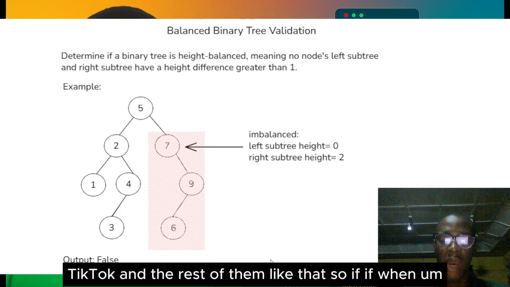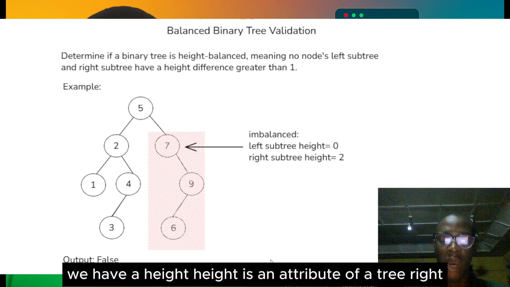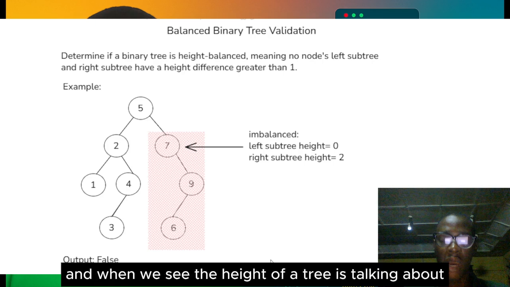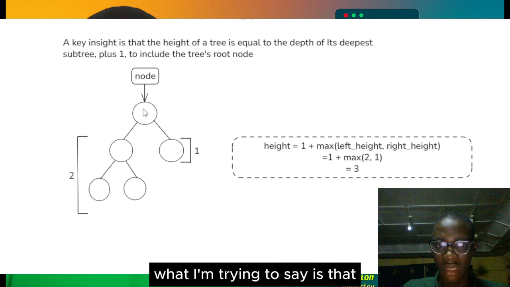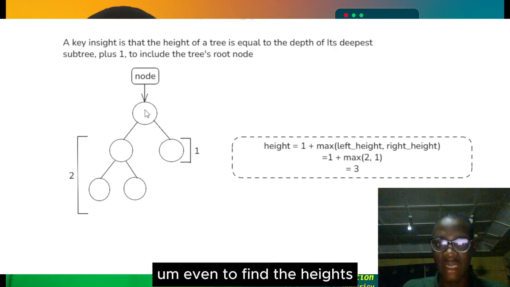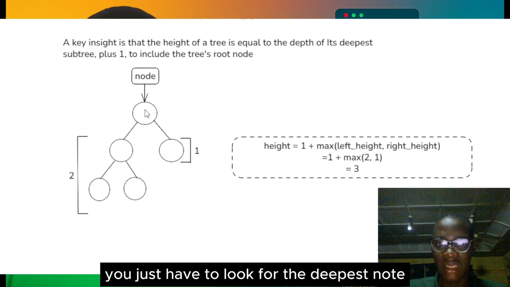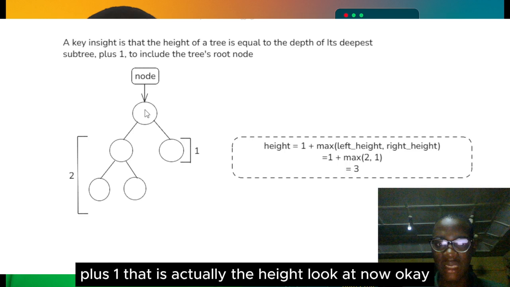When we have a tree, we have a height. Height is an attribute of a tree, right? And when we say the height of a tree, it's talking about the depth of its deepest subtree. Considering this particular tree that we have here, if we want to find the height, we just have to look for the deepest subtree plus 1. That is actually the height.